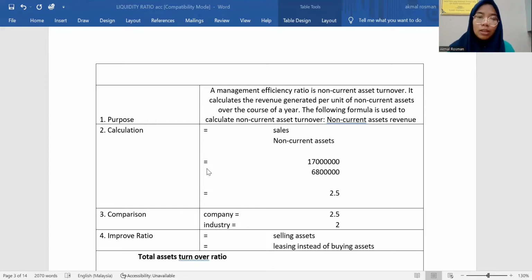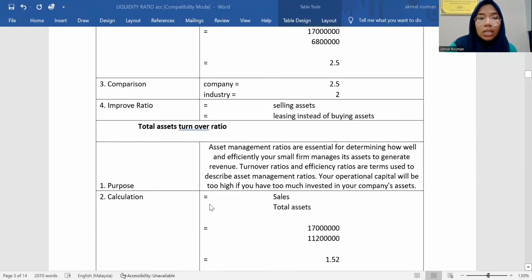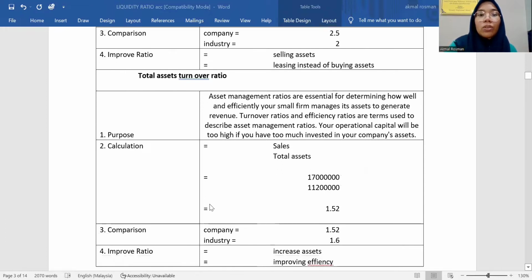Compared to industry, Hikmabati got a little bit higher ratio than compared to industry. So Hikmabati can improve the ratio by selling assets or leasing instead of buying assets. So next, total asset turnover ratio.